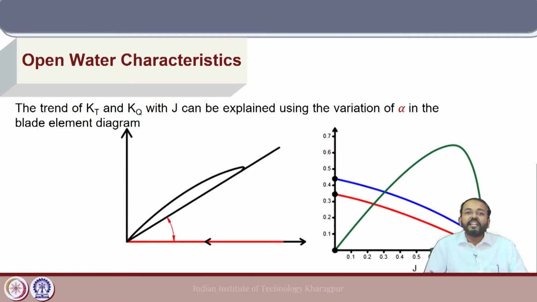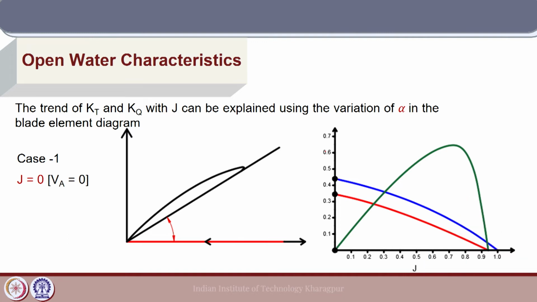Now, let us take an extreme case of J equal to 0. Now, J is Va by nD. So, J equal to 0 implies that Va will be 0. So, in that case, what will our blade element diagram be like? There is no component in the axial direction. So, we have the resultant inclined at an angle phi, which is the phase pitch angle. So, beta is 0 here because Va is 0.